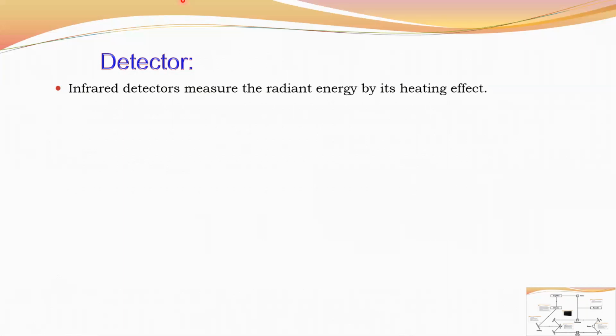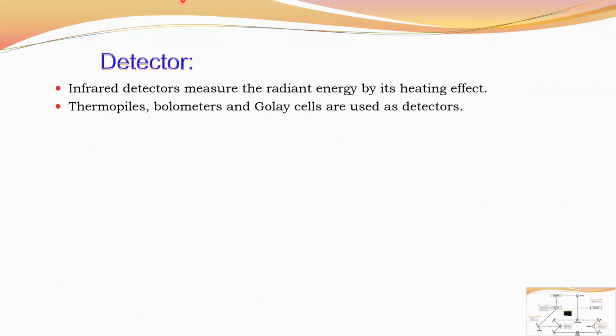Now the detector with amplifier. Infrared detectors measure the radiant energy by its heating effect. We know that the IR radiation has heating effect, so we use the detector by the method of heating. The thermopile, bolometer, Golay cell are used as detectors.